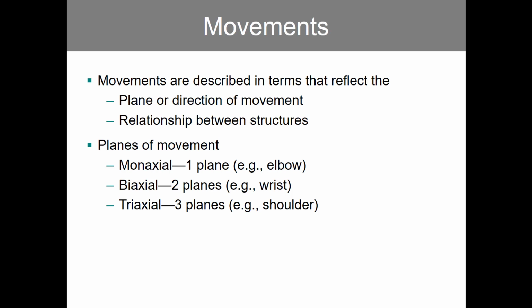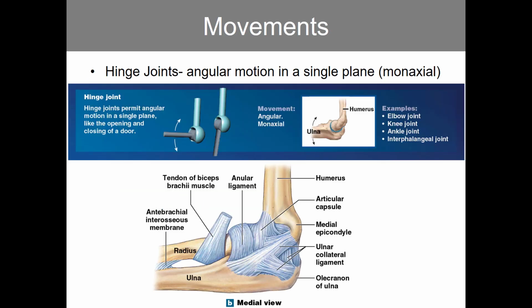If you think of the elbow, the only movement that the elbow can produce is within one plane. It's sort of like the hinge of a door. It only allows movement within one plane. Biaxial joints allow movement within two planes, and then triaxial movement within three planes.